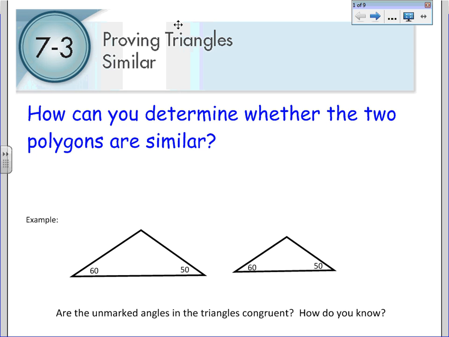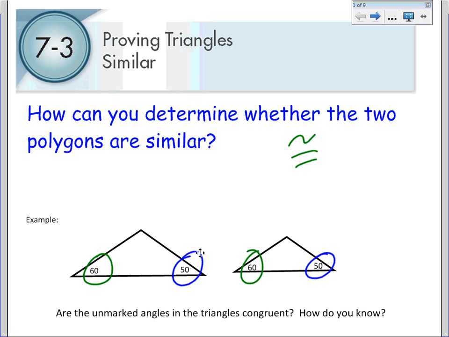What we need when we talk about similarity is a couple of things. If you're in Miss Showish's class, a little bit of this, a little bit of that. What we need, first of all, is to have angles that are congruent. So there is a congruency piece to this.